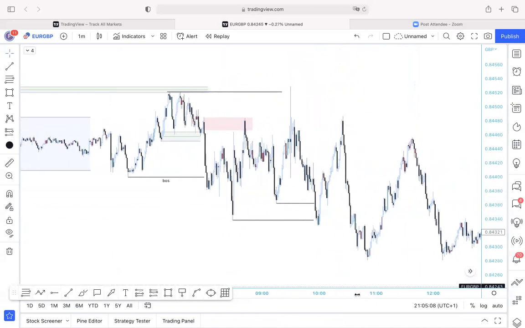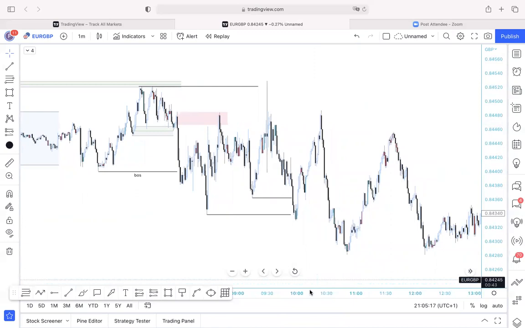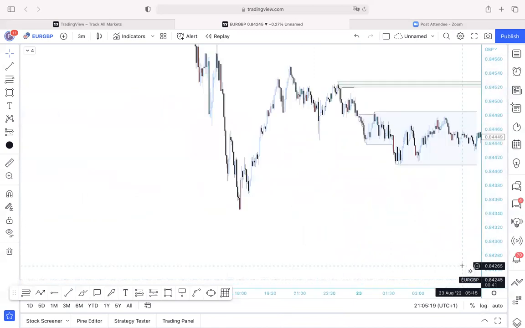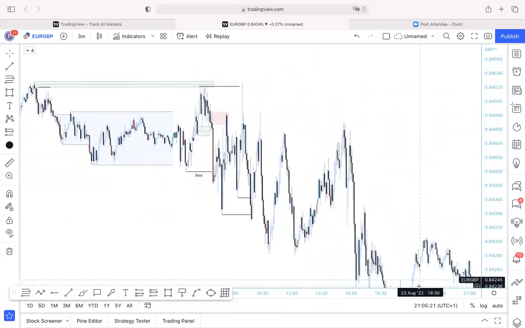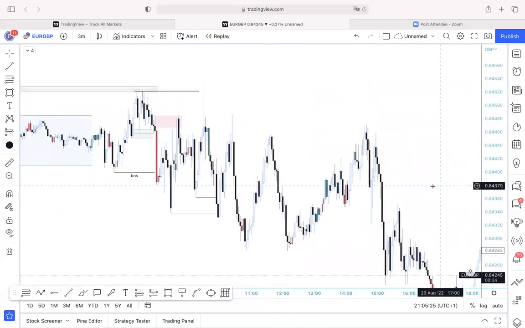So what is next? We took internal liquidity. No, sorry, we took external liquidity, which is this one. We will now go for internal liquidity. So which are the order blocks that we have? Let's see on the 3 minutes if it is clearer. The order blocks that we have is the whole up move before the down move.